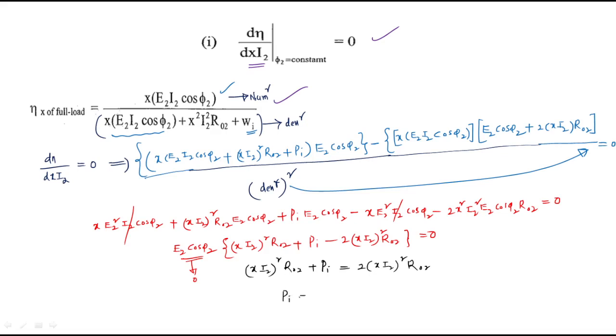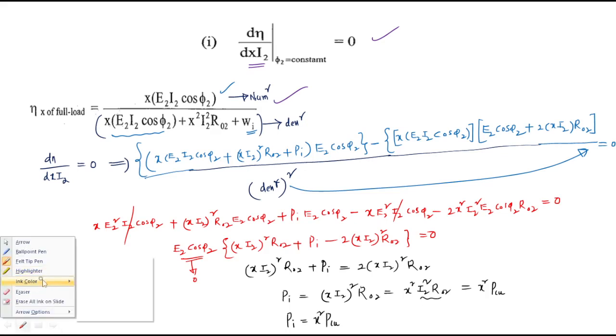From this pi should be equal to x into i2 whole square r02. What is this? It's x square into i2 square r02, that is x square into PCU. That is pi should be equal to x square into PCU.